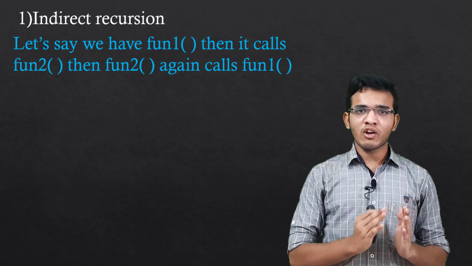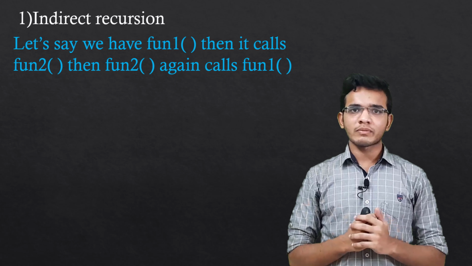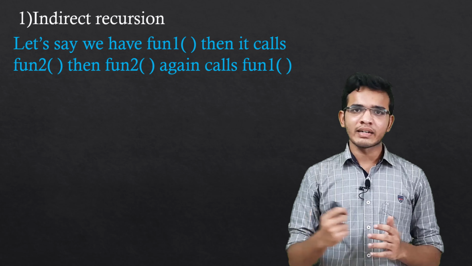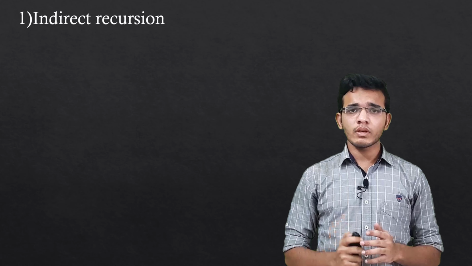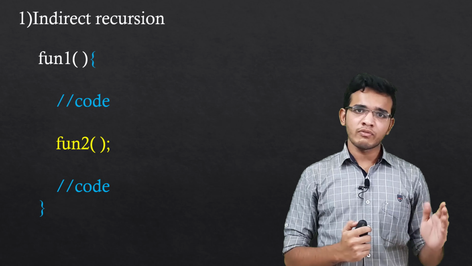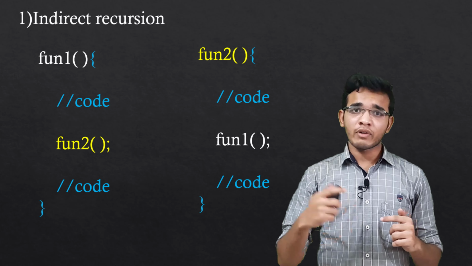Let us say we have fun of 1, then it calls fun of 2, then fun of 2 again calls fun of 1. Seeing these lines, it might be slightly tricky to understand indirect recursion. Let's understand it with a code. Consider a code here. Function fun of 1 is defined. Inside it fun of 2 is called, and another function fun of 2 is defined. Inside it fun of 1 is called.